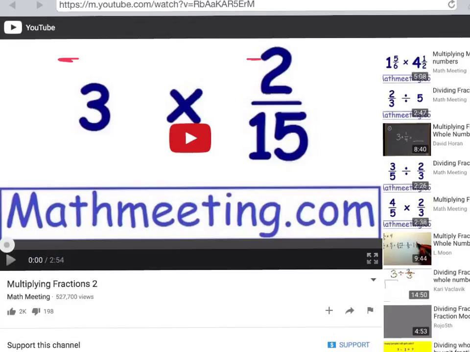So now in our numerators, we have a 1 multiplied by a 2. So we have 1 times 2 in our numerator. And in our denominator, our 1 is now being multiplied by a 5. So in our numerator, we have 1 times 2, which is just 2. And in our denominator, we have 1 times 5, which is just 5. And once again, we have a final answer of 2 over 5.